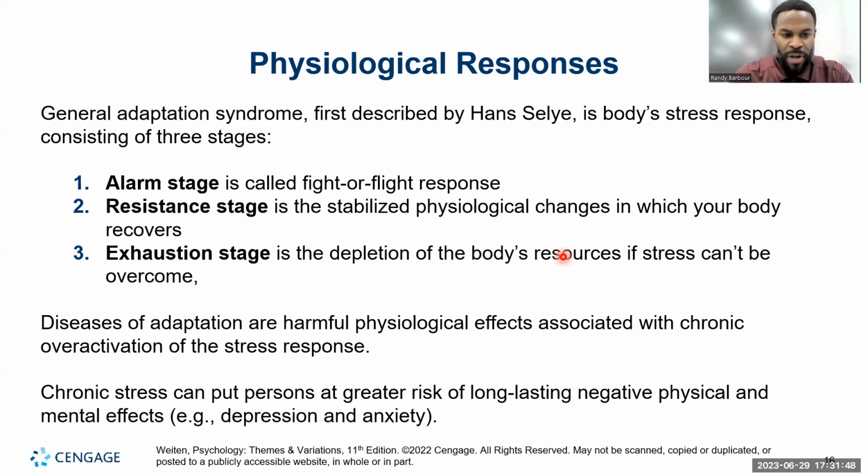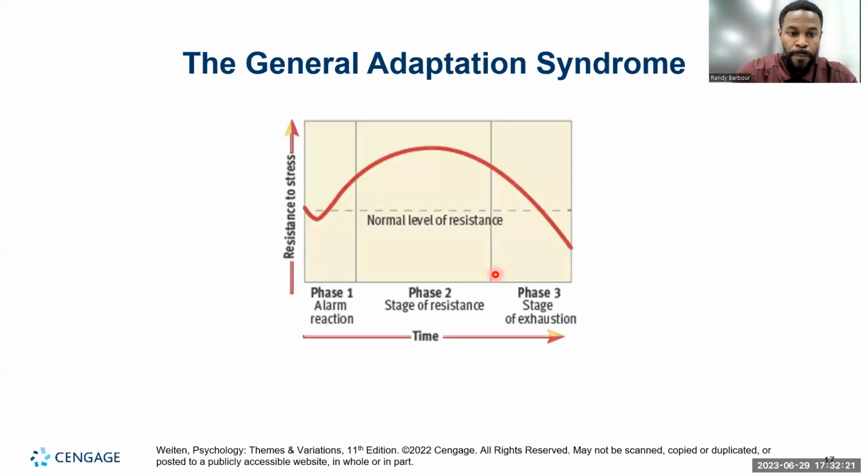Okay, chronic stress is when, again, that stress can't be overcome, right? So chronic stress puts persons at greater risk of long-lasting negative physical and mental effects. And again, that is occurring because we can't overcome the stress. We don't have the necessary resources. We don't have the necessary options to remove the stress from our lived experience. And so now we have this long-lasting stress. It's chronic, and it's lasting more than we want it to.